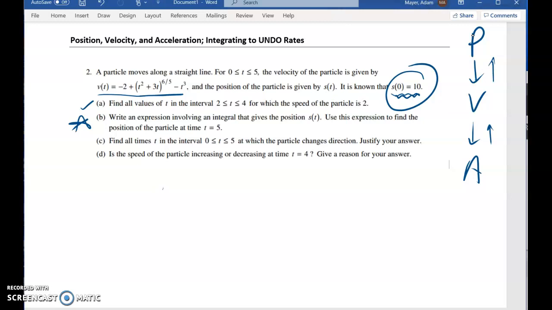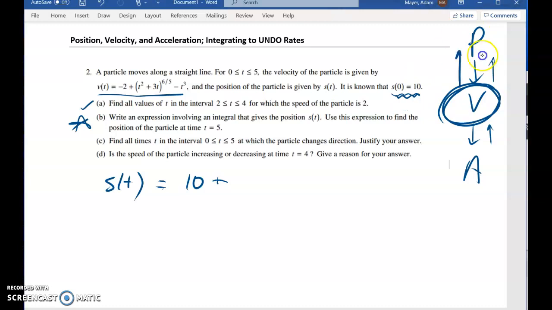Wherever it is at any moment t, it's going to build off of 10. Now, what I have to do to that starting point, the initial position, is add or subtract the distance traveled over that time period from 0 to t. Really, what I want to do is work from velocity, which I know, back to the position. So I want to get from the velocity function, which I have, the position at t.